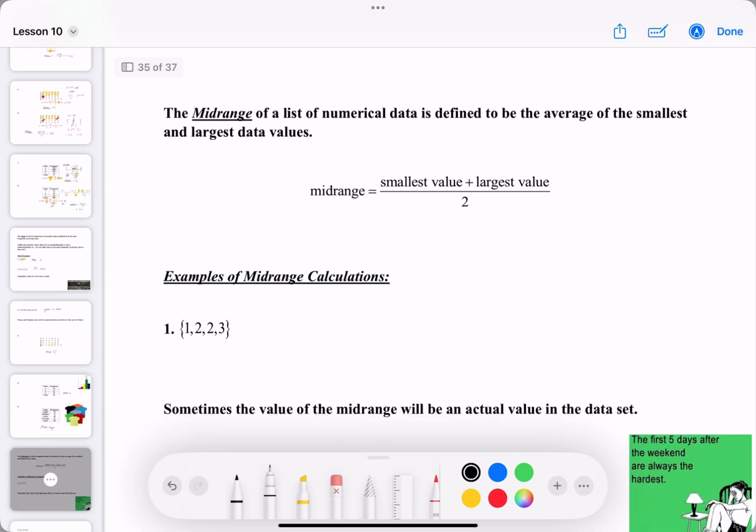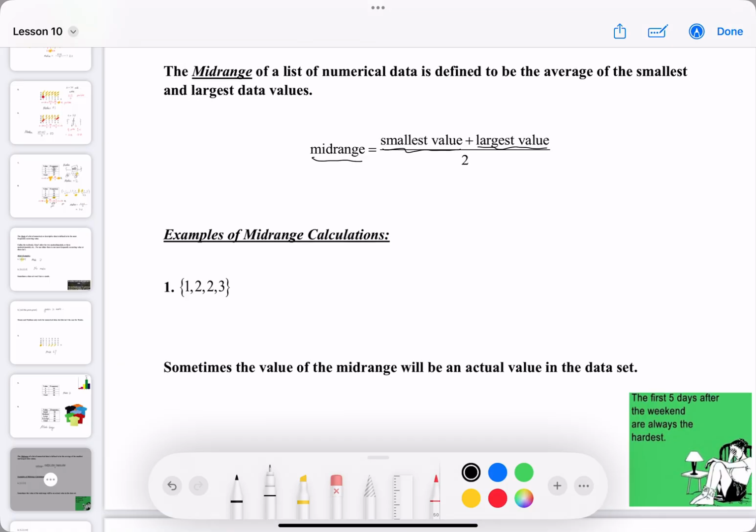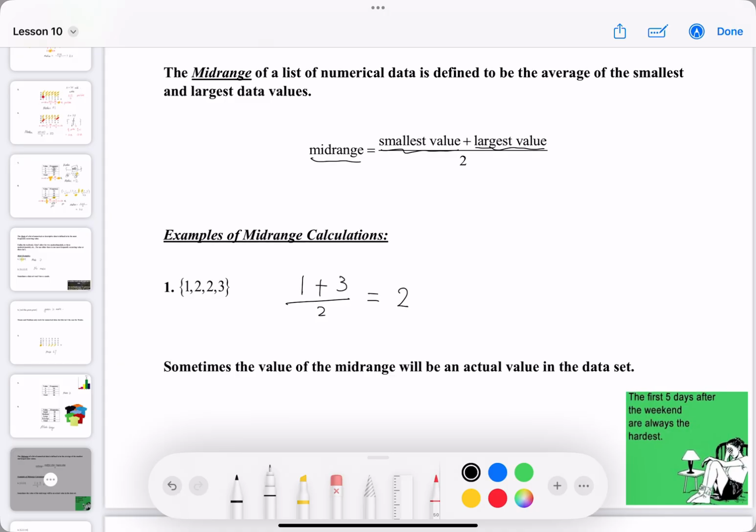Okay, let's see the next definition. The mid-range of a list of numerical data is defined to be the average of the smallest and largest data values. So mid-range is the smallest value plus the largest value, divided by 2. Example of a mid-range calculation: if I have 1, 2, 2, 3, what is the smallest value? 1. What is the greatest value in the data set? 3. Add them together and find the average. We get 2. So 2 is my mid-range.